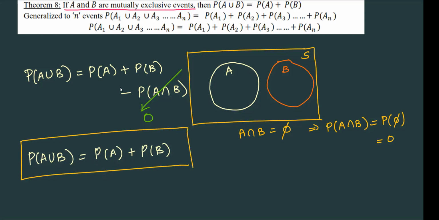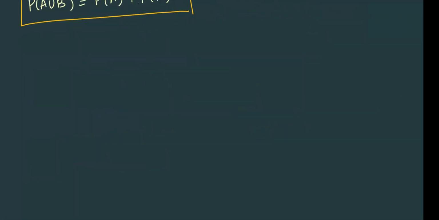Now generalizing this to n events, if A1 union A2 union A3 union so on up to AN, we take the probability of at least one of A1, A2, A3 up to AN to occur. The probability of at least one of these events to occur, if all are mutually exclusive events, we'll get like this.